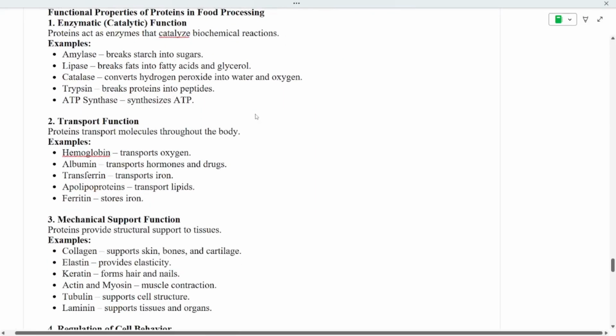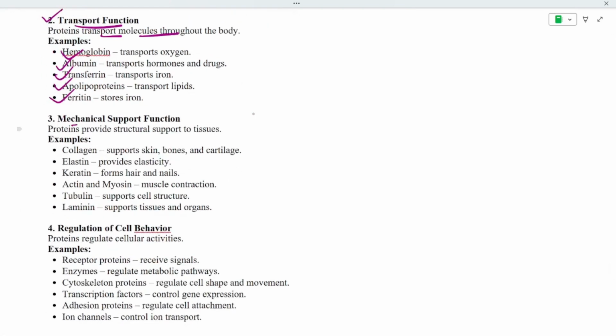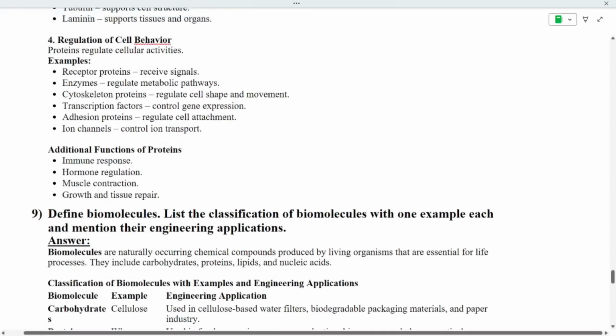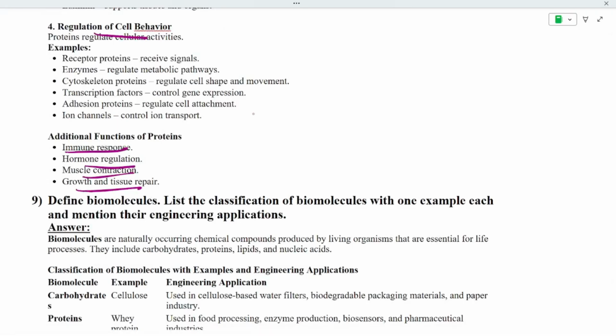Functions: it has enzymatic function, and transport function, that is, proteins transport molecules throughout the body, such as hemoglobin, albumin, transferrin, ferritin and all. Those are the functions I have given. Next, it provides mechanical support, and regulation of cell behavior and all. Again, it gives immune response, hormone regulation, muscle contraction, and growth and tissue repair. It helps in all these through proteins.